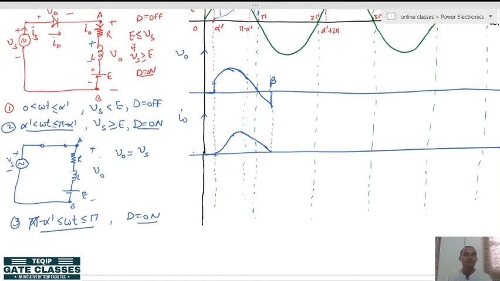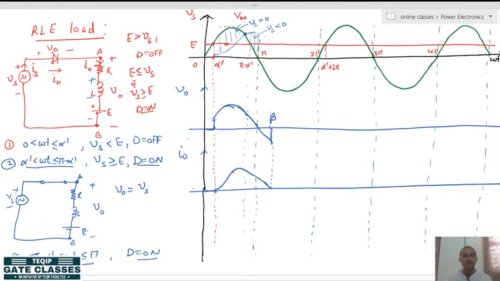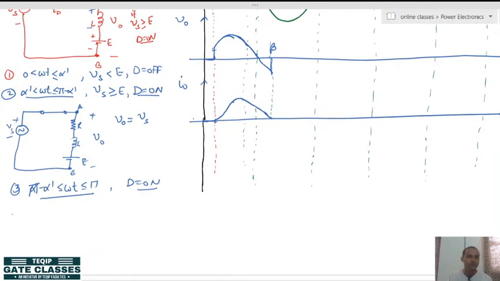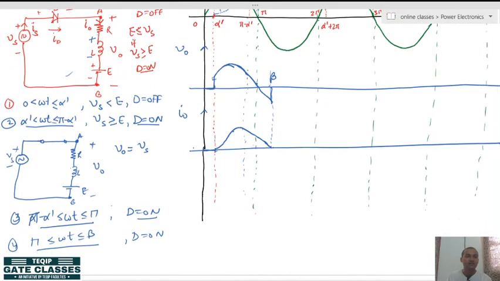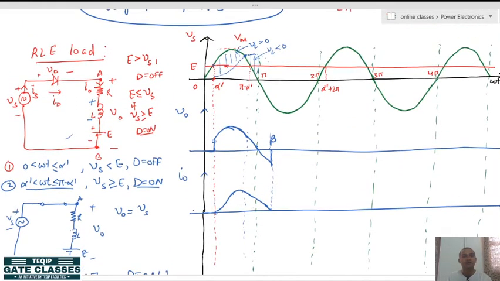Now the next instant is pi to beta. When you talk about pi to beta, here also the diode is on, which means in these two instants this circuit is applicable. But here you can see that in these two instants the inductor is de-energizing. Alright, there is no difficulty in understanding this.